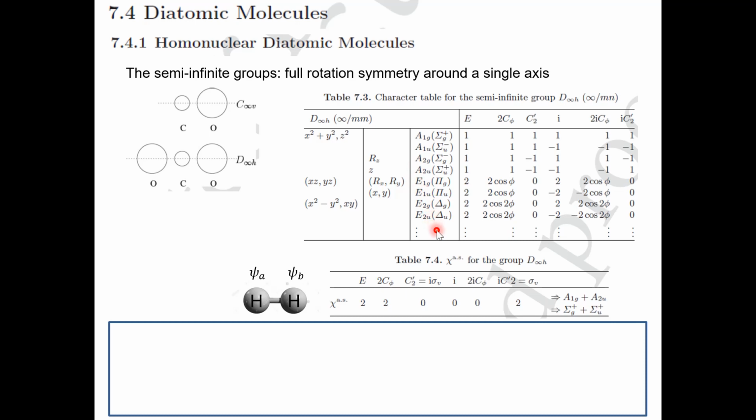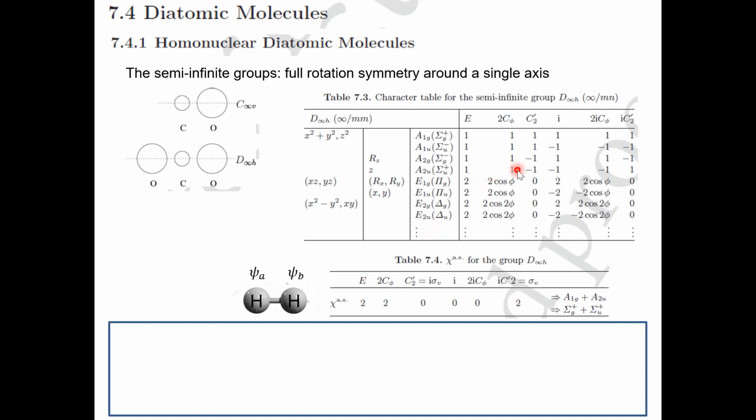And I also have a C2 prime axis, rotation in a horizontal axis, and inversion and the combination of those. And this is sigma v reflection. So this is the character table, and I have an infinite number of representations as well. For each value of phi, I have a different class. So I'm not showing, of course, all of them here. I think it's clear that I have an infinite number of classes, and for this reason, an infinite number of representations.